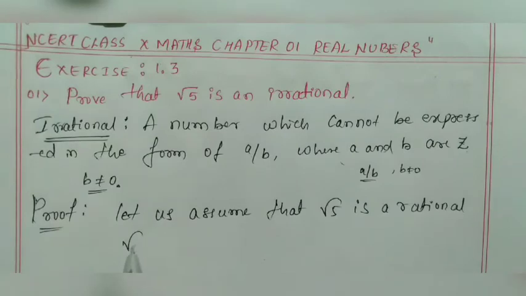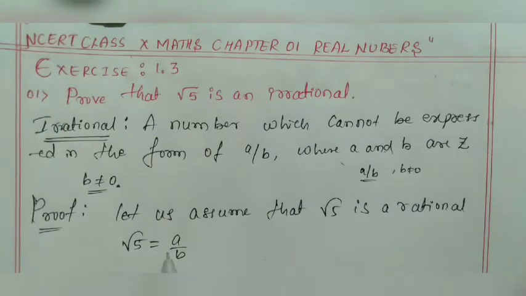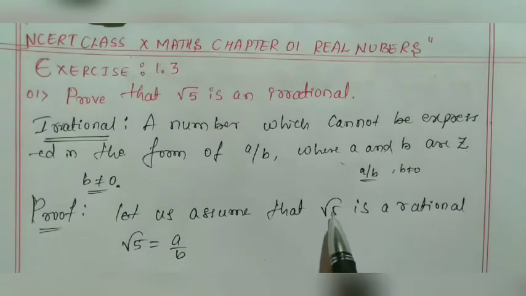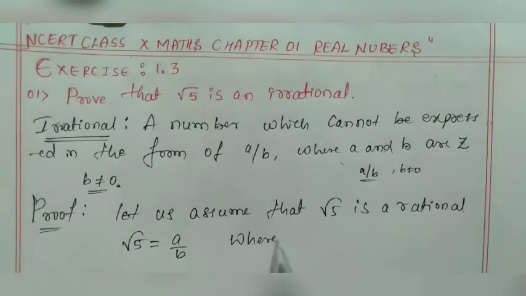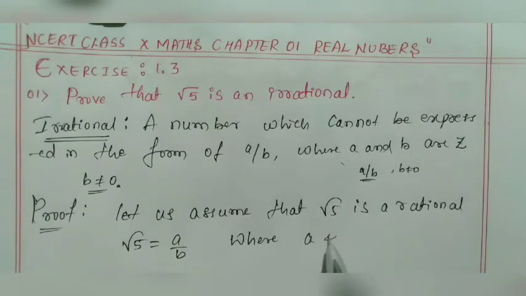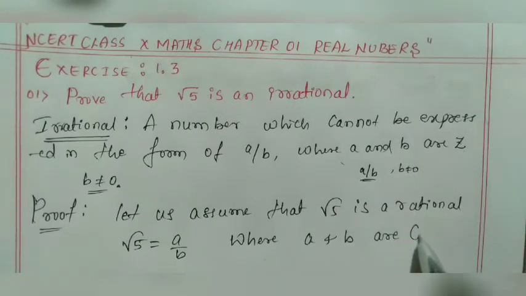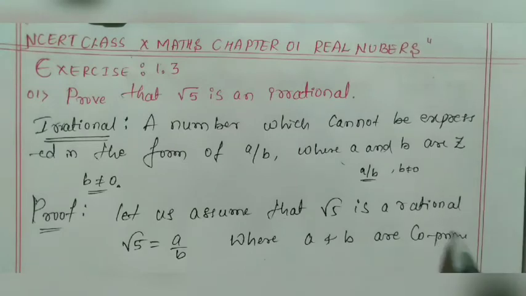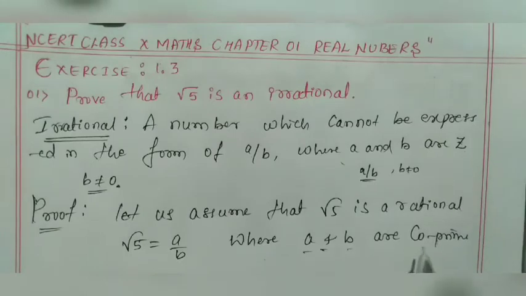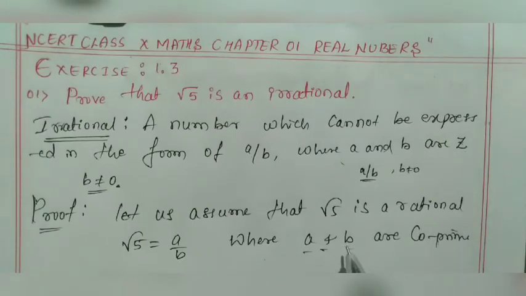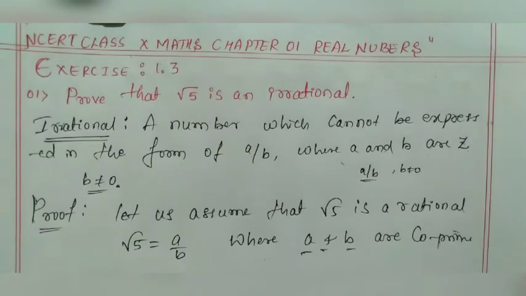So I'll write here root 5 equal to a by b, because we considered root 5 a rational number. Rational number means you can write a by b. And we can write on condition that a and b are co-prime. What is meant by co-prime? Co-prime means the HCF of a and b is 1, then it is called a co-prime pair.